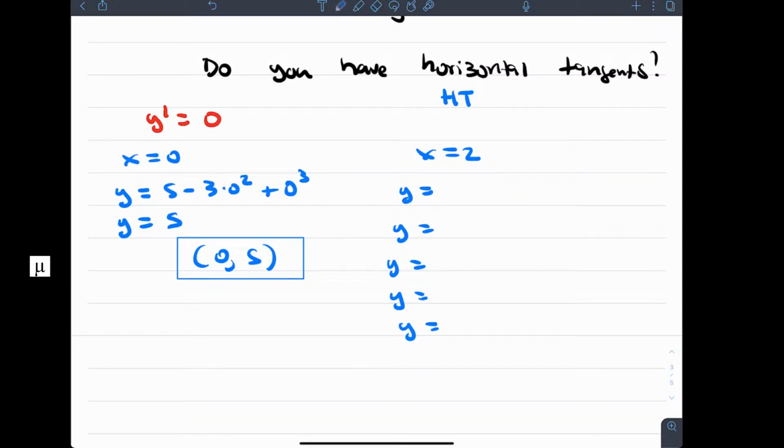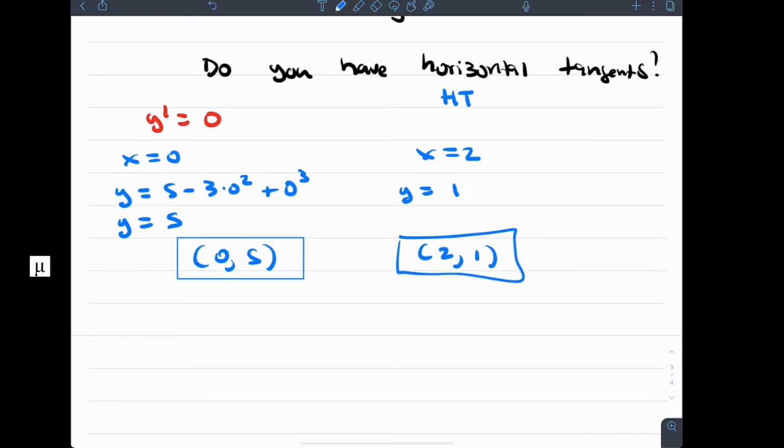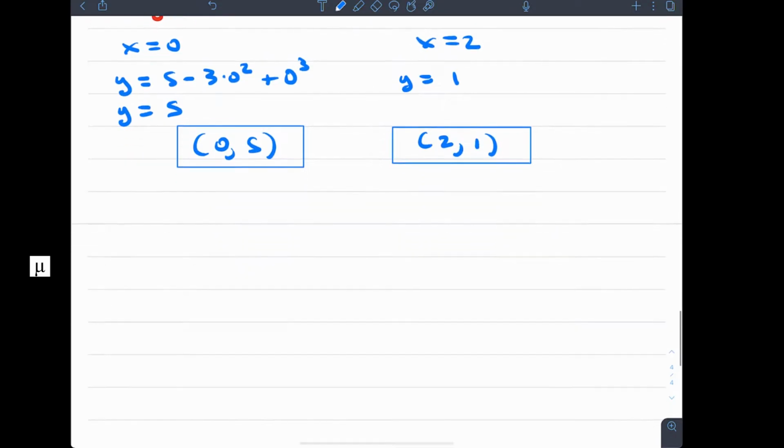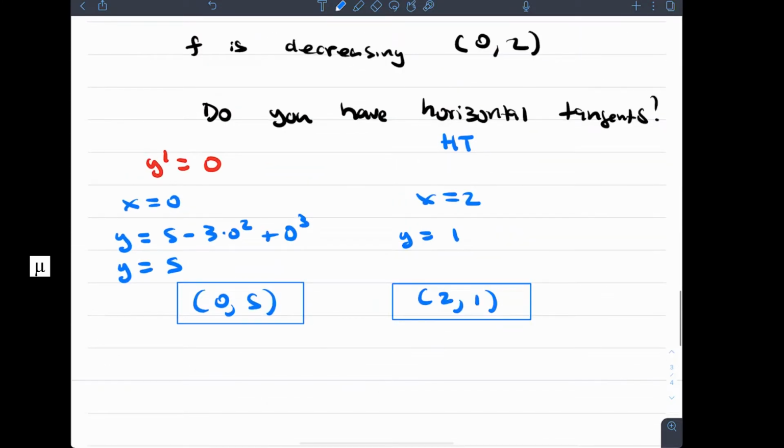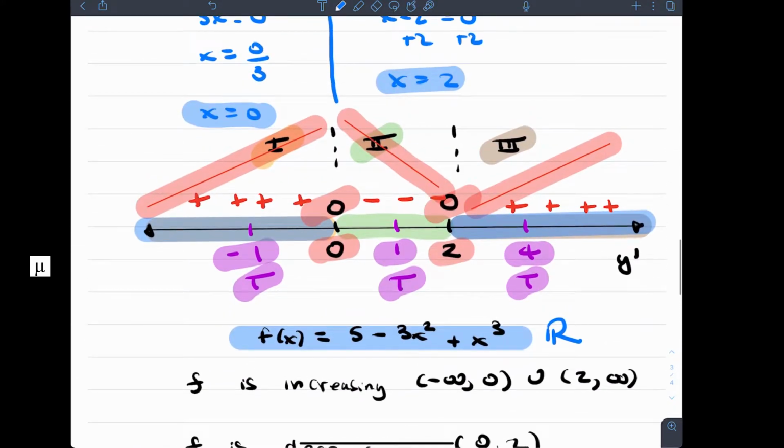Would you say y was 1? Okay, I'm going to say y is 1. You guys could do the arithmetic. So what's this location? X is 2, y is 1. You're going to have horizontal tangents there. All right, you guys okay with that? Easy breezy lemon squeezy.